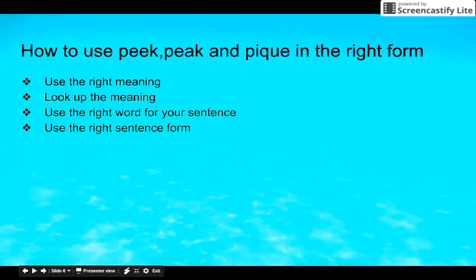How to use peek, peak, and pique in the right form. Use the right meaning. Look up the meaning if you don't know the right meaning. Use the right word for your sentences and use the right sentence form.